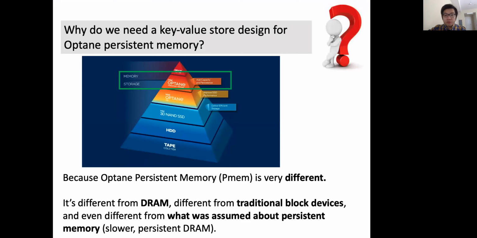It is even different from what was assumed about persistent memory, because persistent memory used to be assumed to have the same access unit size as DRAM. All these differences make existing key value store designs not optimal for Optane persistent memory.